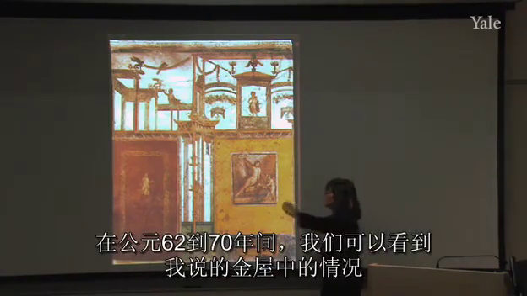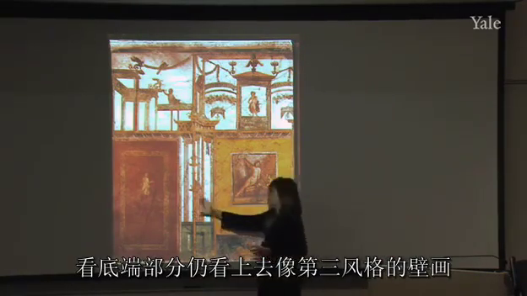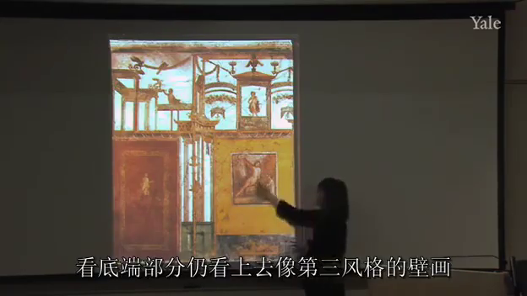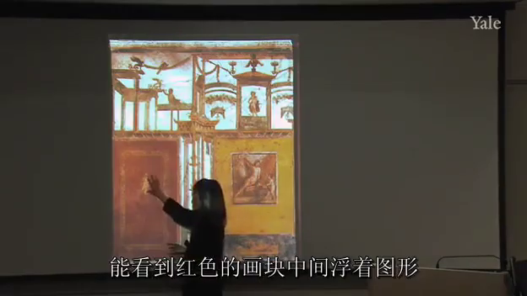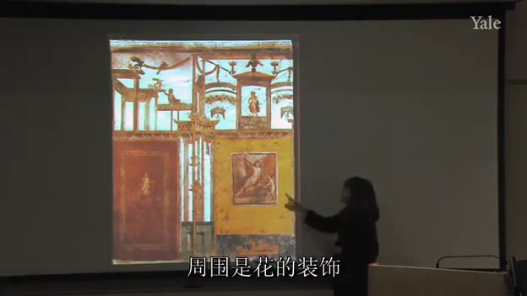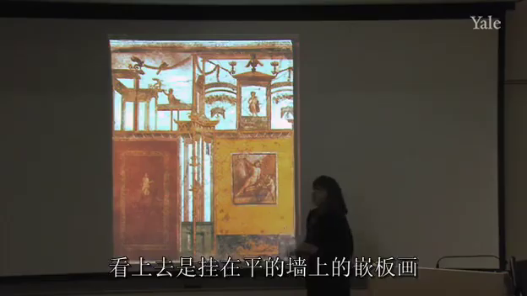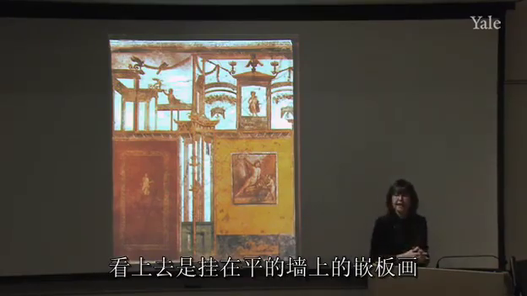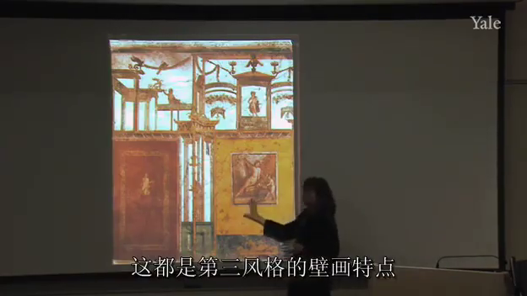And we can see exactly what I was describing at the Domus Aurea. We look at the bottom part and we see that it still looks like a third style wall, in that we see golden panels and red panels with floating figures in the center and with floral decorations around those. We see over here a mythological panel with a black frame around it that is meant to look like a panel picture hanging on a flat wall. All of that is exactly what we saw in the third style.